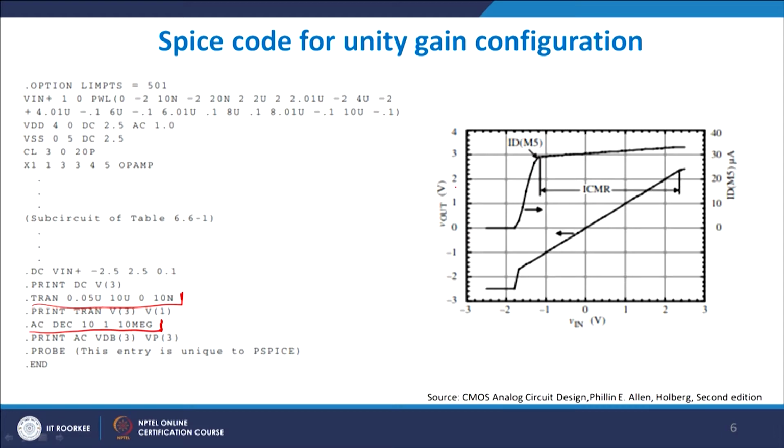So, when I find out V out versus V in, I see that this is basically my ICMR, from this part to this part is my ICMR, the input common mode range. Anything lower than this forces the device into the deep linear region, and anything greater than this allows it to go into the saturation region. And this is a SPICE code for the unity gain buffer which you see.